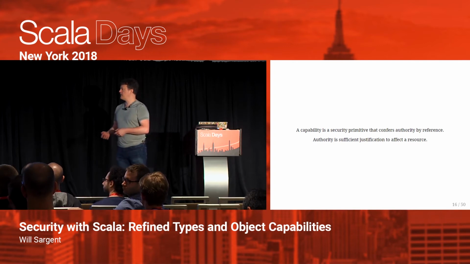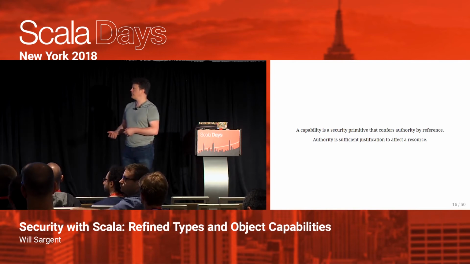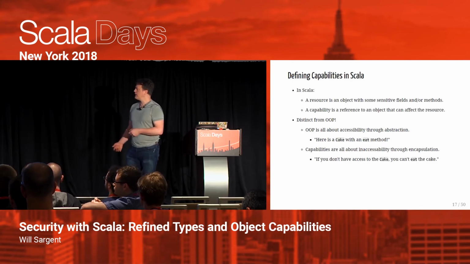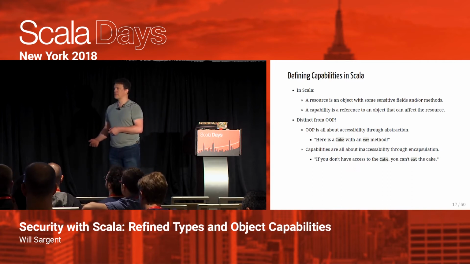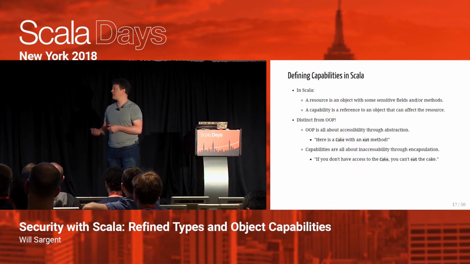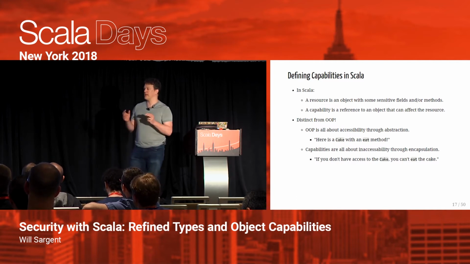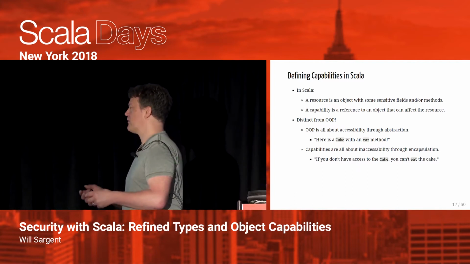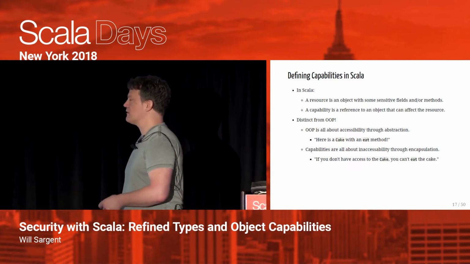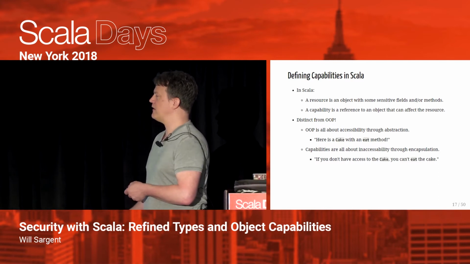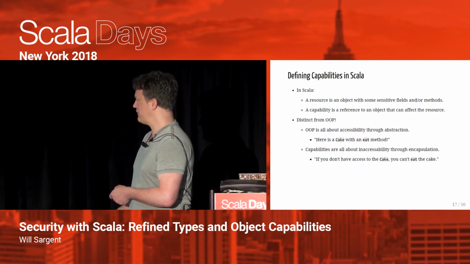And what do we mean by capability? What do we mean by authority? What do we mean by resource? Well, in Scala, a resource is an object that has sensitive fields or methods. We know that it has the goodies. We know that we want to get to the goodies. And a capability is the only way to get to those goodies.